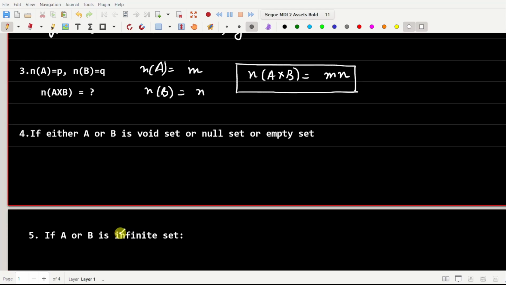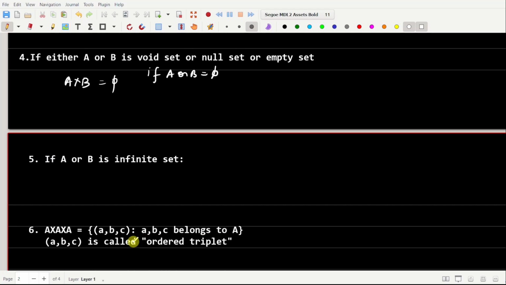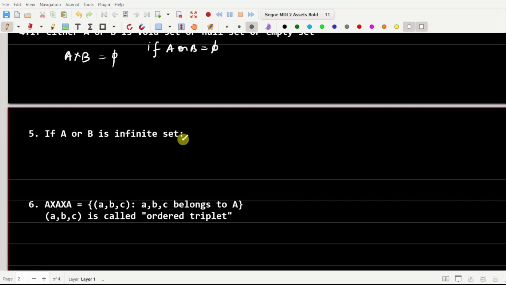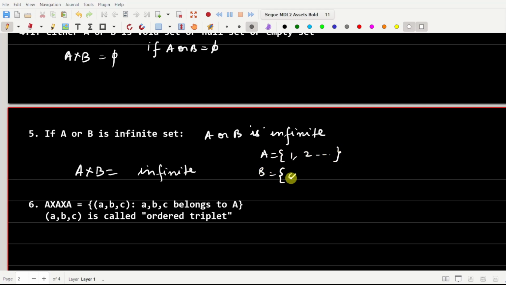So this is the general formula for the total number of elements in the Cartesian product. Now the fourth property: if either A or B is a void set, null set or empty set, then what is the Cartesian product A cross B? If any of A or B is phi, then my Cartesian product will also be phi, a null set. Similarly, the fifth property says if A or B is an infinite set, then my Cartesian product will also be an infinite set. So if A is the set of natural numbers and B is the set of whole numbers, then my Cartesian product will also be an infinite set. If any one of these is infinite, my Cartesian product will be infinite, right?